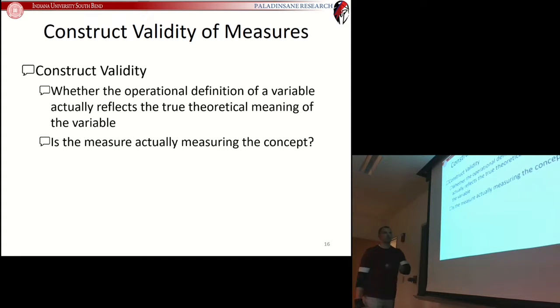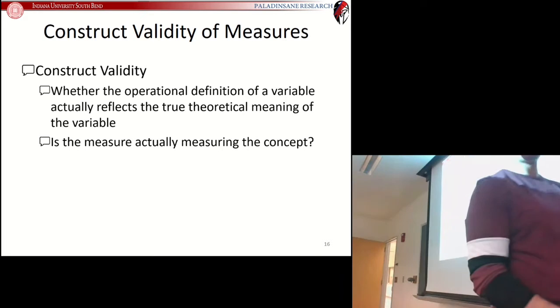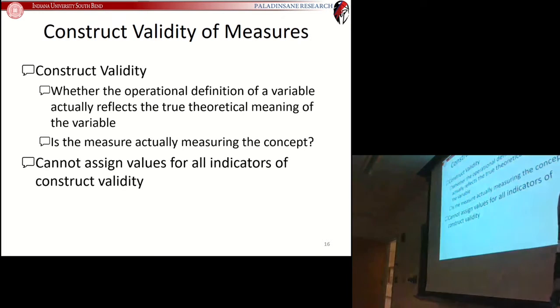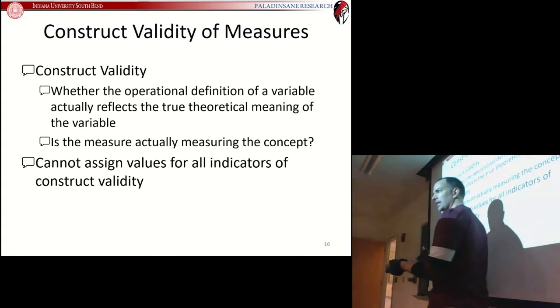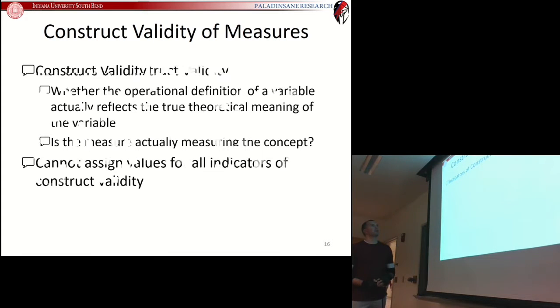So whether or not your measure is actually measuring the concept is what a lot of you are wondering about these days. And there's no way of knowing construct validity directly, right? It's very difficult to get to this directly. So what they have is indicators of construct validity. They have things that kind of show you that you are getting close to construct validity. So if you can find these indicators, especially for other measures, feel free to use those.